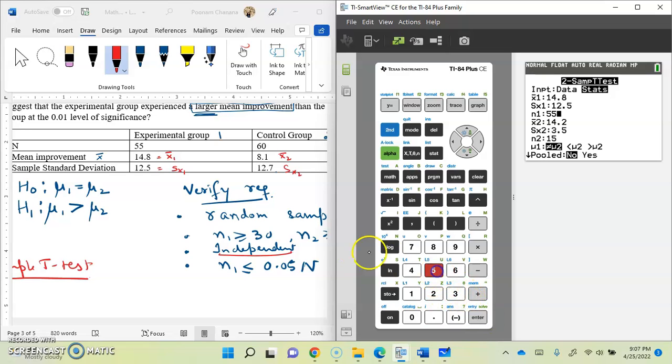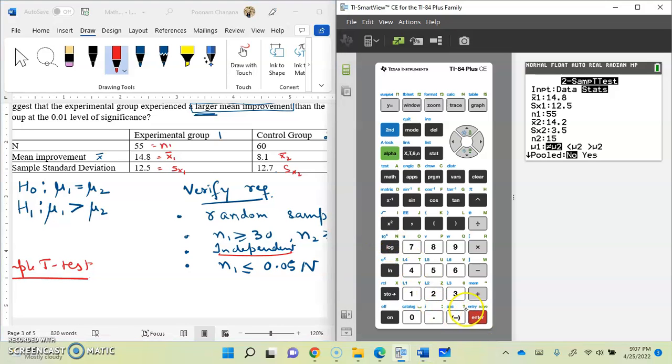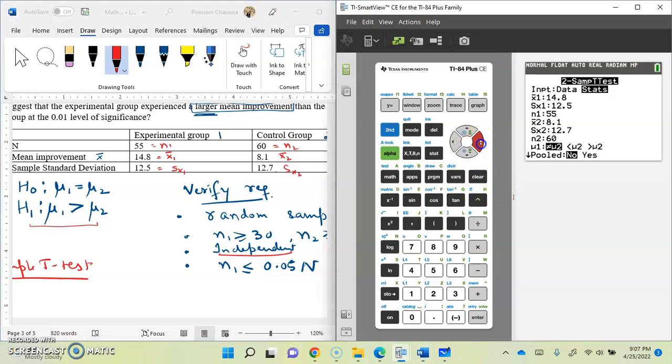N1 is given to be 55. Enter that. X2 bar is given to be 8.1. The standard deviation of the second group is given to be 12.7, and N2 is 60. We are checking if mu1 is more than mu2, so you need to highlight the more than symbol. The data is not pooled. Press calculate. What do we notice?